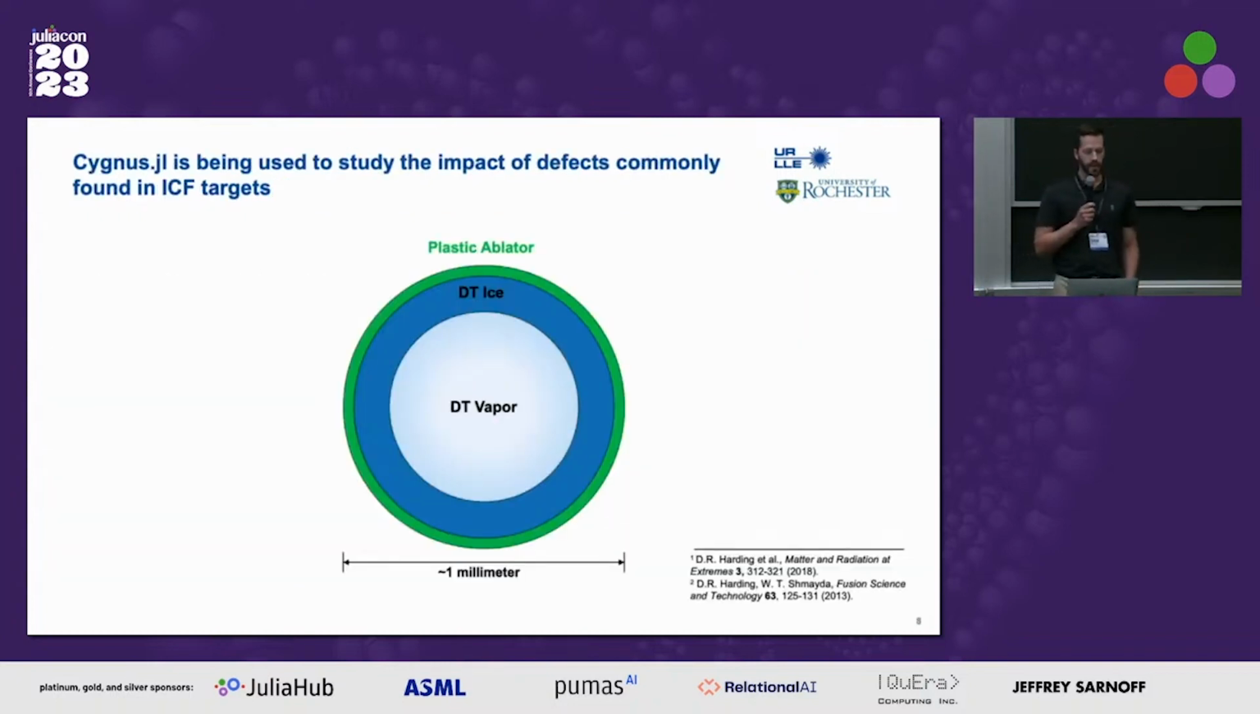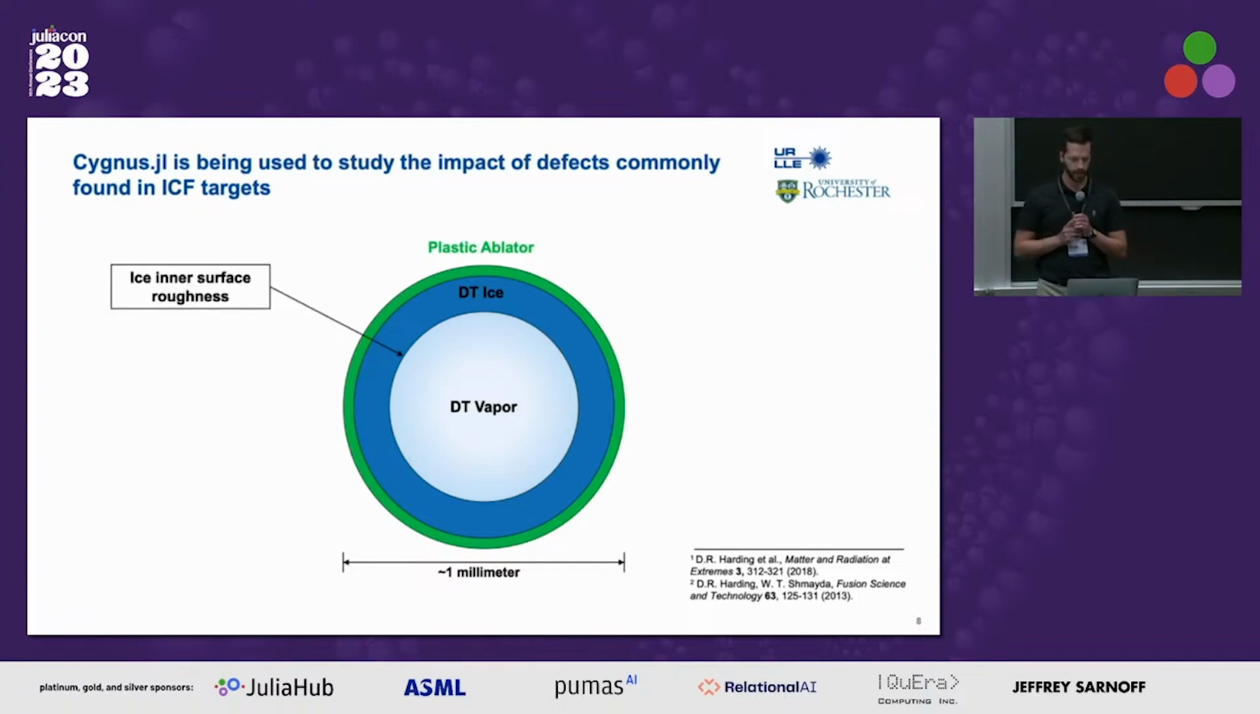Cygnus, this Julia package, is being used to study the impact of defects commonly found in these targets. Here is a schematic of a typical target that we shoot. This is a sphere, so the outermost layer is plastic, carbon and hydrogen. On the inside, we fill it with deuterium and tritium, and we freeze it so that it forms a layer of ice on the inside. Then we have a region in the middle that is vapor. The diameter is approximately 1 millimeter, just to give you a sense of scale.